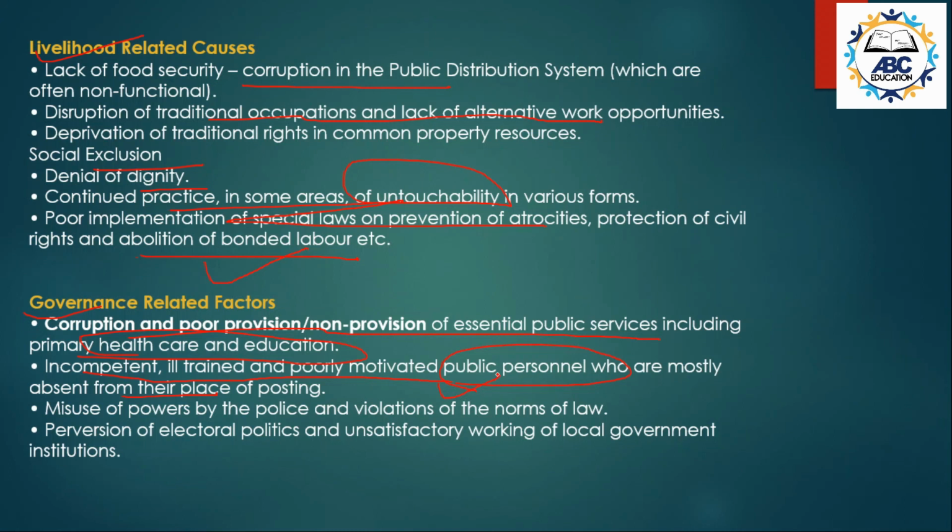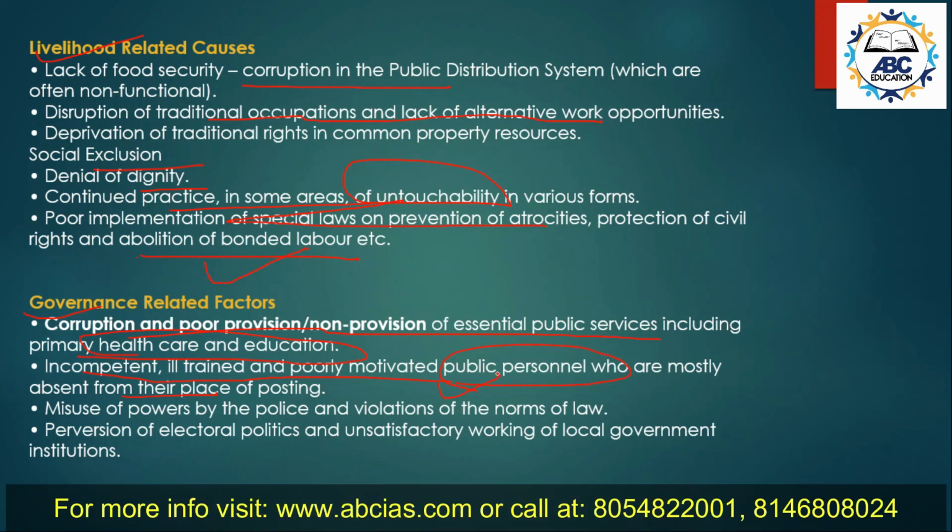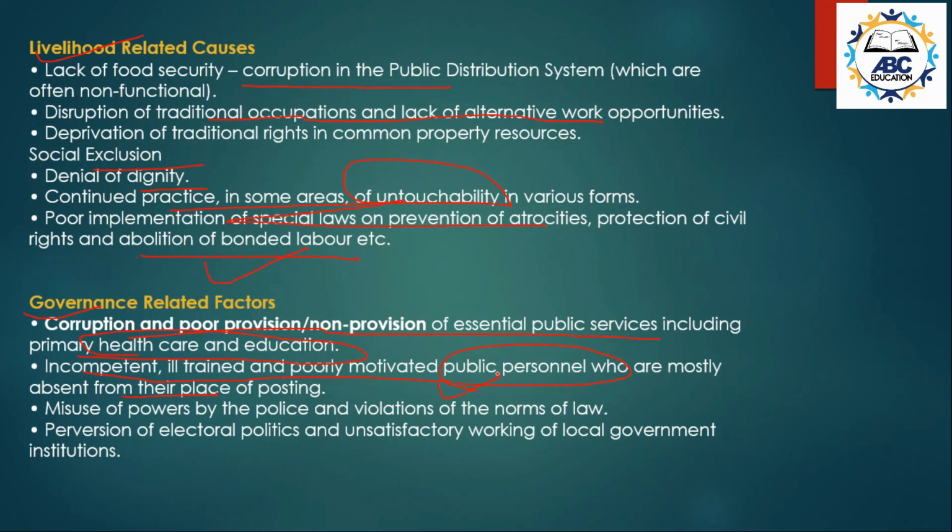There is a trust issue between the government and the society, and people feel the governance deficit. Public trust is missing that the government is working for their welfare, because the public personnel who work as a link or bridge between government and society are themselves very untrained and poorly motivated, and are not carrying out their duty properly. So this is also one of the reasons. Then misuse of the powers by the police and violation of norms of law.